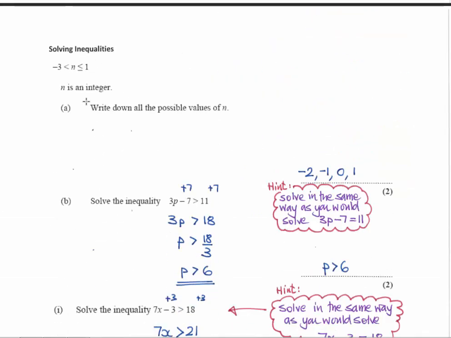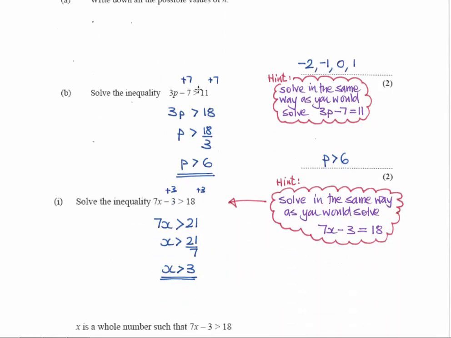Solving inequalities, n is an integer. Write down all the possible values of n. Well, n is in between -3 up to and including 1. It can actually be 1 because it's less than or equal to, but it can't be -3 because it says -3 is less than n. So -3 is less than n, and n is less than or equal to 1. So the values must be -2, -1, 0, and 1.